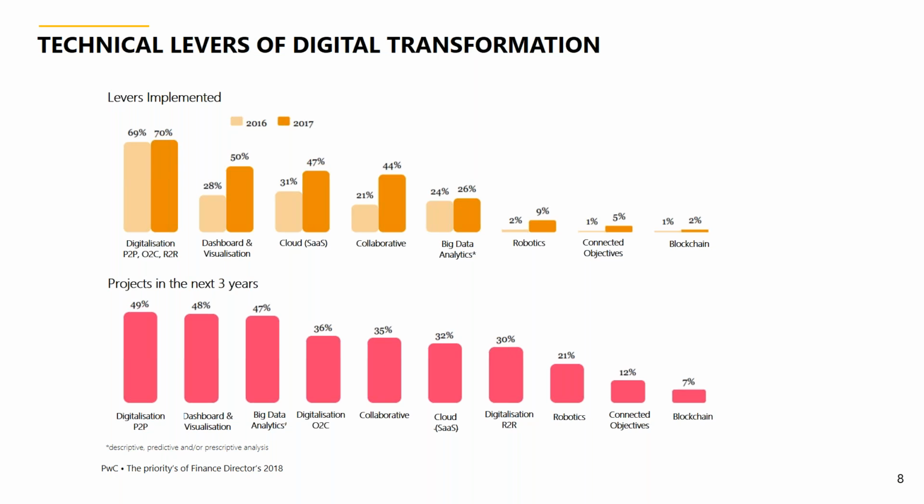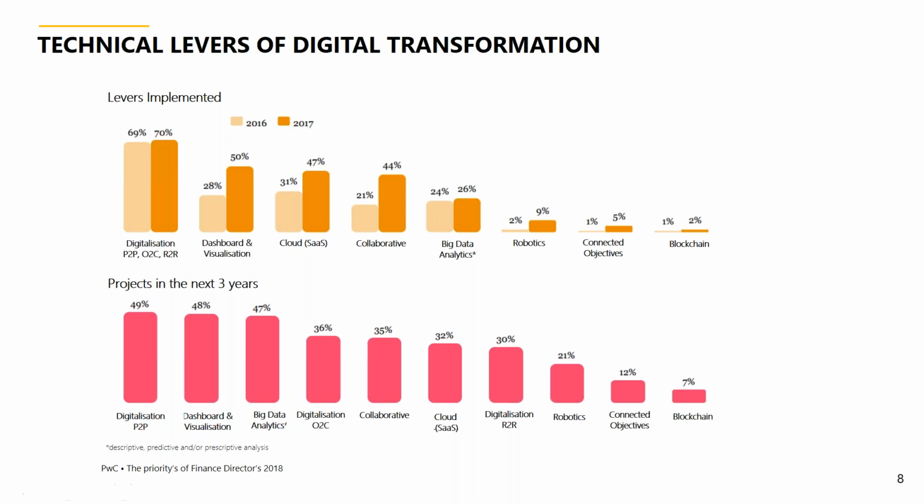It may not be put in place across the organization, but it's being put in place. How do we leverage this capability to be able to automate and maximize what's happening within the AP function? And we can see down here on the right-hand side of the screen, we've got robotics, we've got blockchain, we've got big data, but big data plays into dashboard and visualization and analytics.